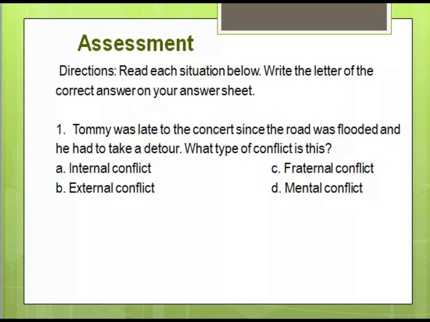Yay! We are almost done! So let's try to answer our assessment. So we have here the directions. Read each situation below. Write the letter of the correct answer on your answer sheet. Number 1. Tommy was late to the concert since the road was flooded and he had to take a detour. What type of conflict is this? A. Internal conflict. B. External conflict. C. Fraternal conflict. D. Mental conflict. Think it over.